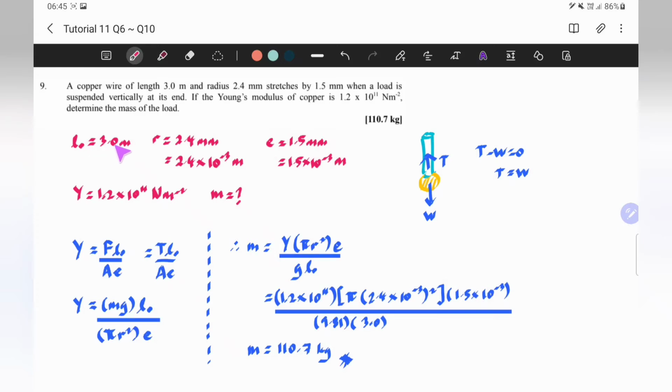So again, what do we have now? The original length, which is 3.0 meters. The radius given is 2.4 millimeters, convert it to meter. And then the elongation is 1.5 millimeters. Again, we just convert it to meter. The Young modulus is given, then they ask you to find the mass.